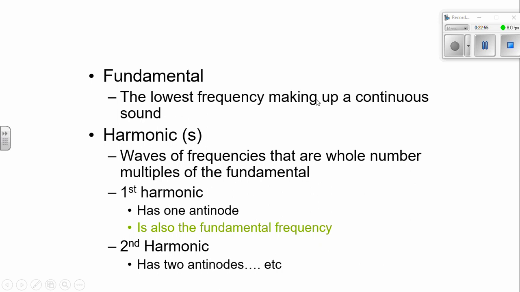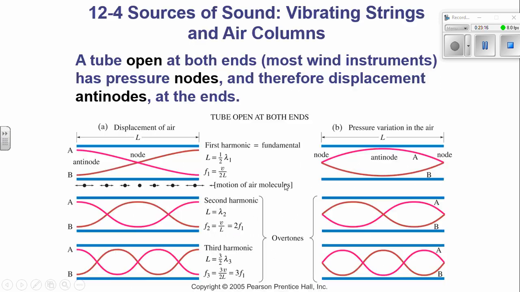The fundamental is the simplest wave possible that can be made within an instrument, and the harmonics are the next subsequent waves that can be made. So the first harmonic is the fundamental, and the second harmonic is the next more complex wave. The first harmonic has 1 antinode, the second harmonic has 2 antinodes, and so on. So let's look at a wind instrument that has 2 open ends.